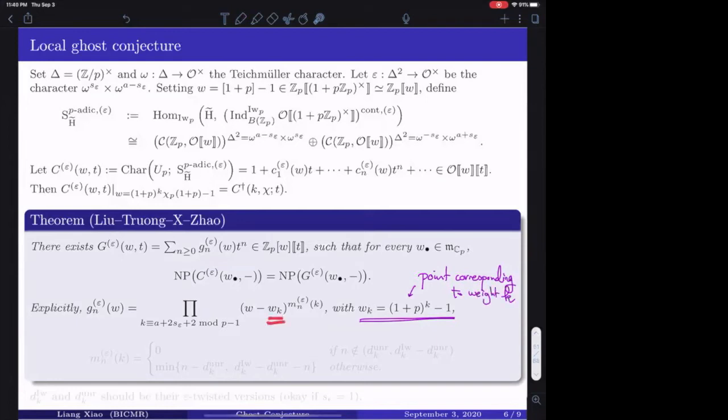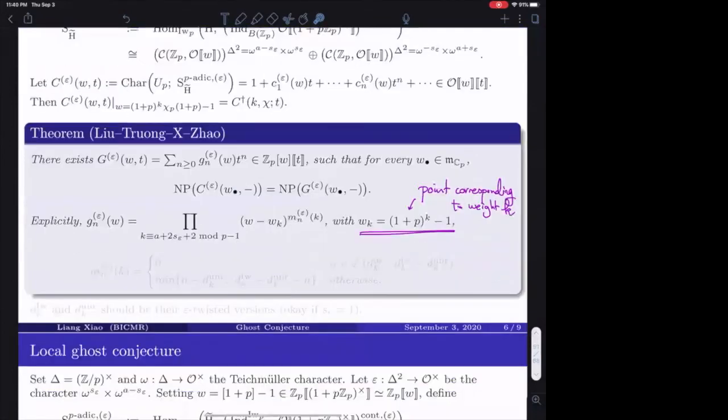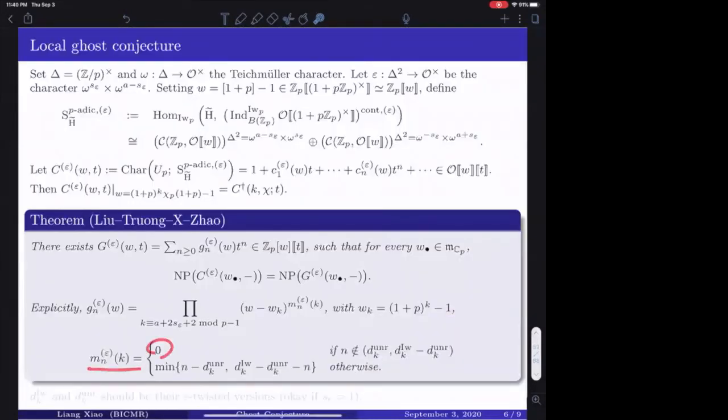But of course, for each K, there's a multiplicity. For most of them, you're going to see zero. But for some, it's not zero, and it's the following. This is zero, unless n is the nth coefficient in the power series. This n is in between these dimensions we had earlier.